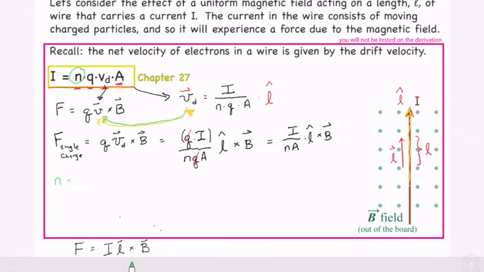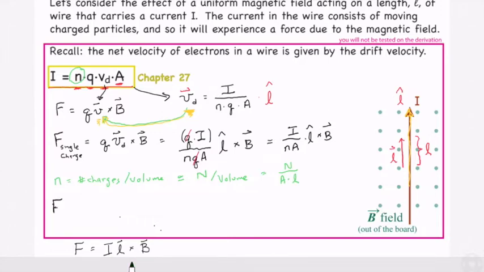So that means n is the number of charges per volume, which we can write as being equal to big N, which we'll use to represent the total number of charges, divided by the volume, which we'll write out. But the volume for a cylindrical wire is the cross-sectional area of the wire times the length of the wire.